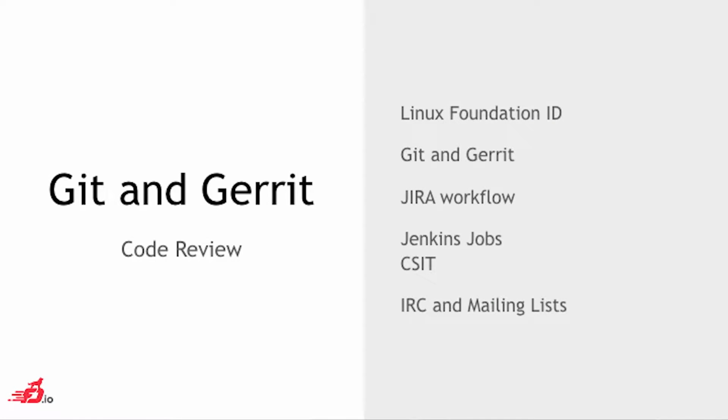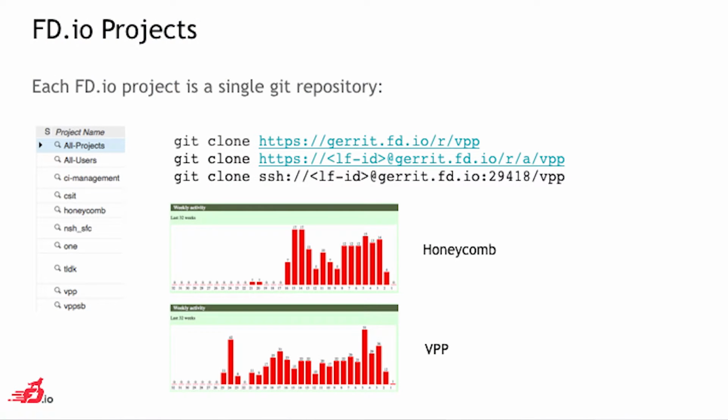Everybody knows Git. I'm not going to explain anything about it. Obviously, all the projects in FD.io have a Git repository, so you can see the different projects that exist. Well, at this stage of the training, you know how to clone VPP. Obviously, you can do it either with HTTP or SSH.